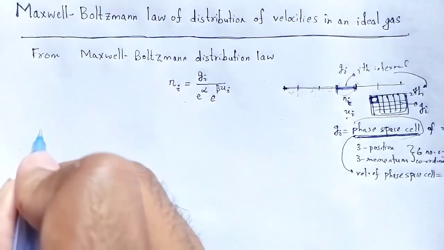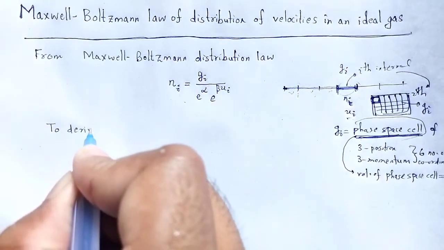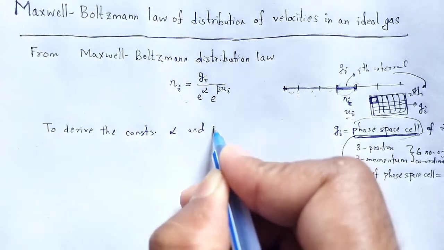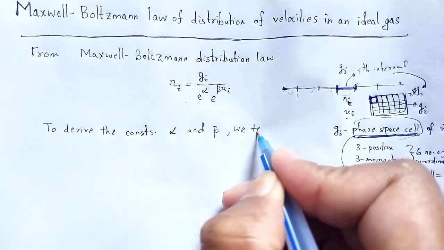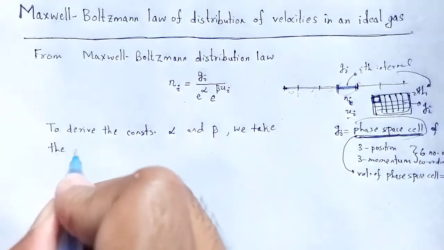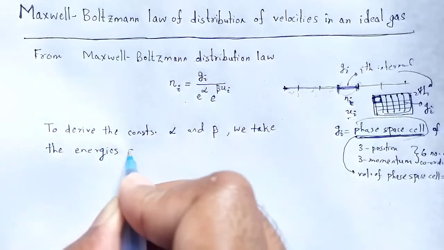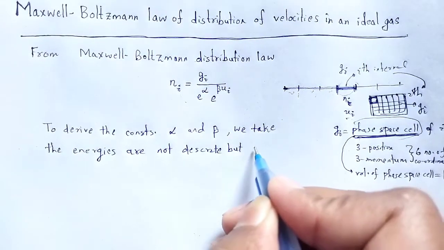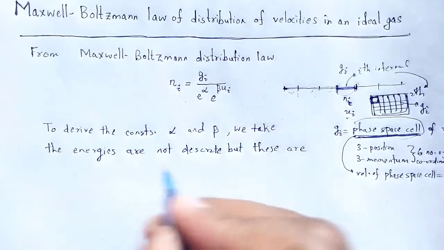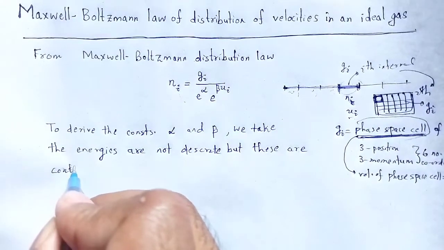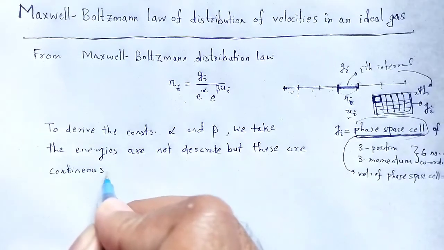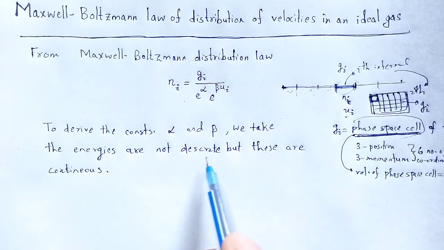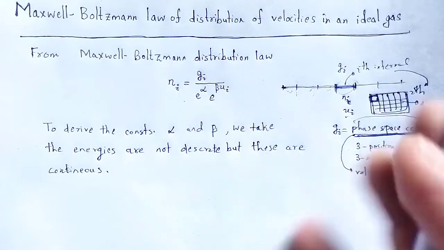So, to derive the constants alpha and beta, we take the energies not as discrete, but as continuous. Rather than discrete, we take the energies as continuous.